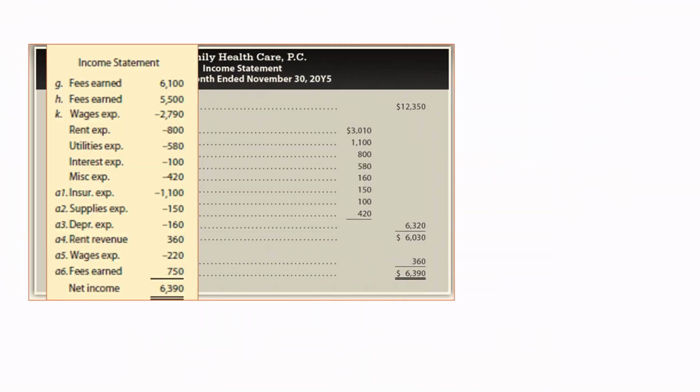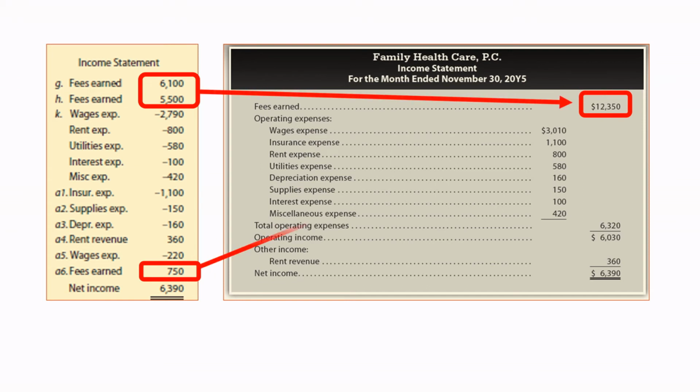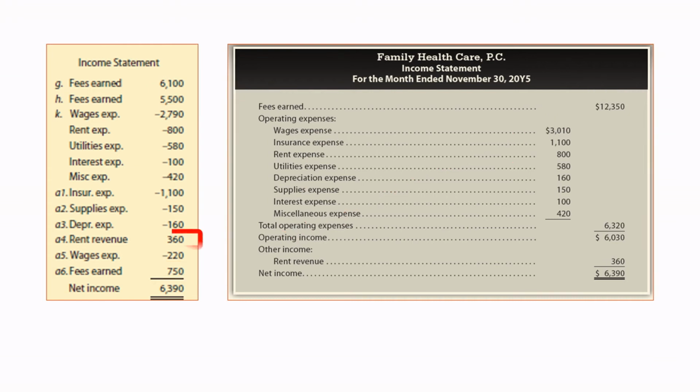Revenues are a result of providing services or selling products to customers. Fees earned represent services provided for cash or on account, and those accrued at the end of the month. Family Healthcare has revenues from patient services and rental revenue. Revenues from the primary operations of the business are reported separately from other revenues. Since the primary operation of the business is providing services to patients, rental revenue is reported under other income.